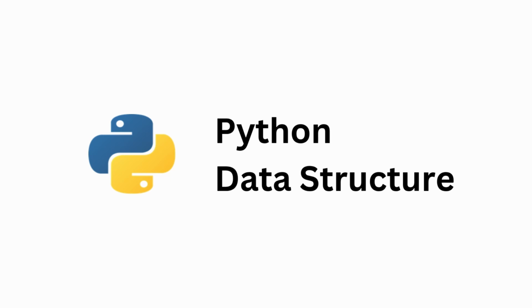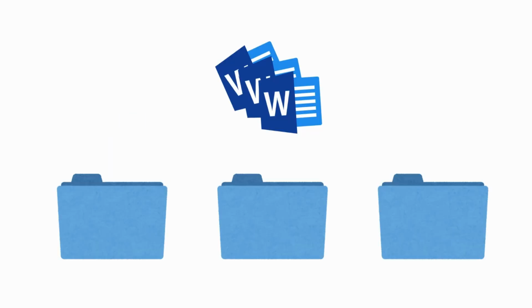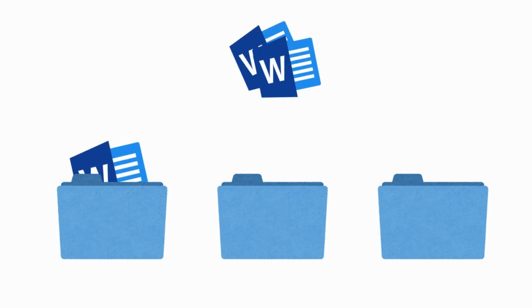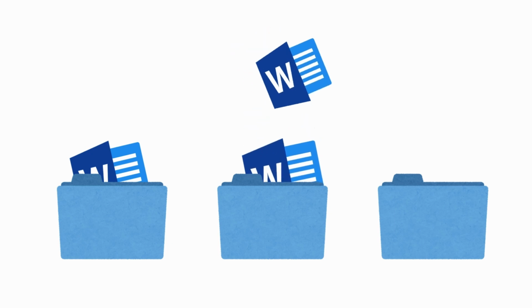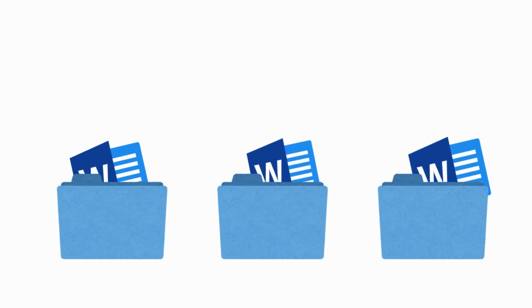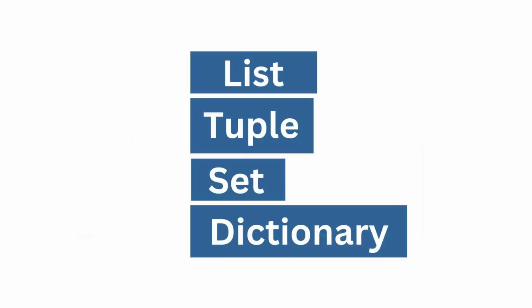Here's how you can use data structures in your Python coding projects. First things first, what exactly are data structures? In simple terms, data structures are a way of organizing and storing data so that it can be accessed and modified efficiently. Choosing the right data structure can greatly affect the performance of your program. So let's dive into the most commonly used data structures in Python.